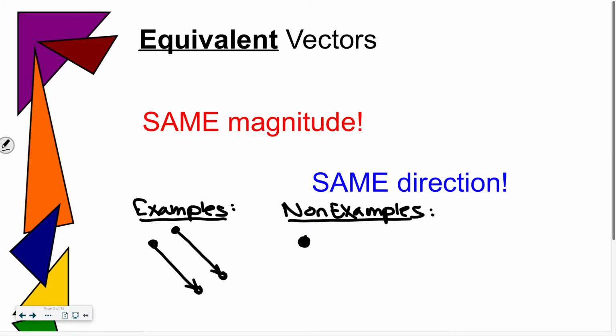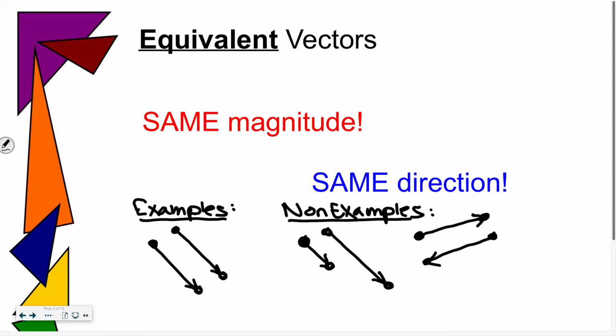Non-examples of equivalent vectors. If I draw something like this, they might be going in the same direction, but they have different magnitudes, so they're not equivalent. Or I could draw something like this, where they might be parallel, but they're not going in the same direction, they're going in opposite directions. And of course, you could have some that are totally skew, non-parallel, whatever.